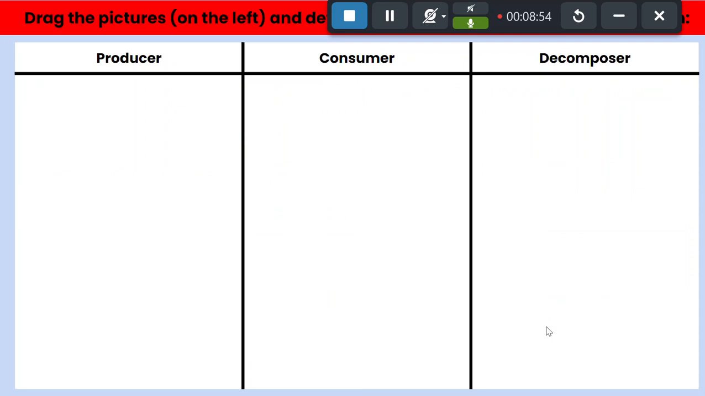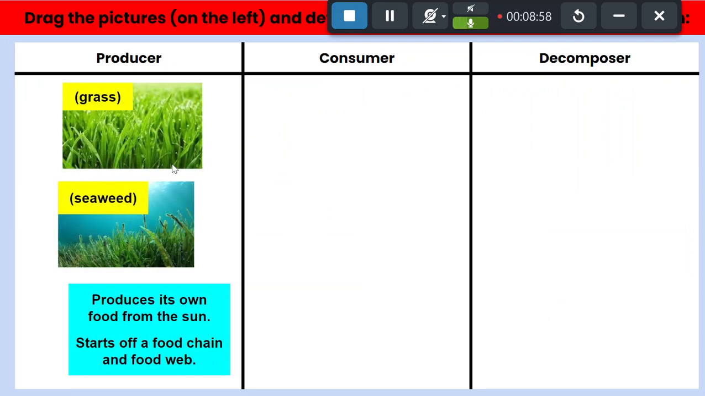All right. A producer, again, is an organism that produces its own food from the sun, like grass or seaweed. And it's always going to be the beginning of our food chain and our food web. We're always going to show that we have a producer in our food chain or food web that is getting its energy from the sun.